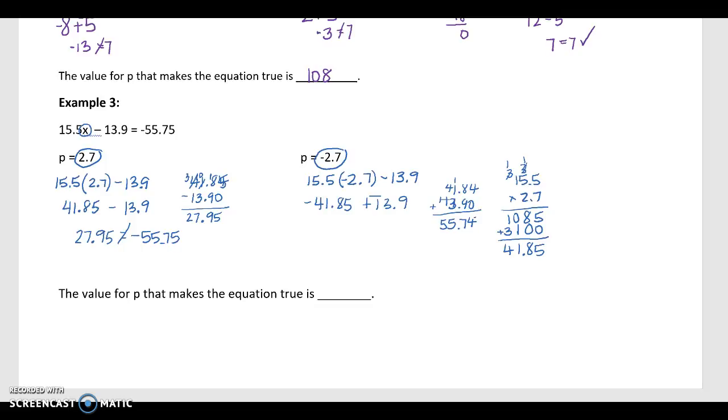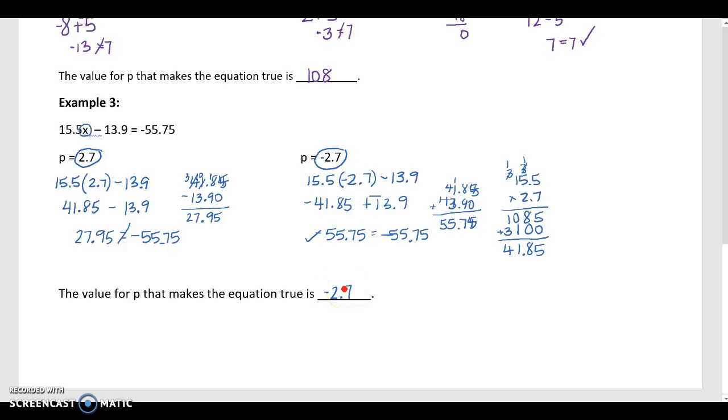Okay, so anyways, now that I fixed all those 5s, it's negative, right? Same sign, add and keep, so 55.75. And yes, that is equal to the amount, so check. So our value is negative 2.7.